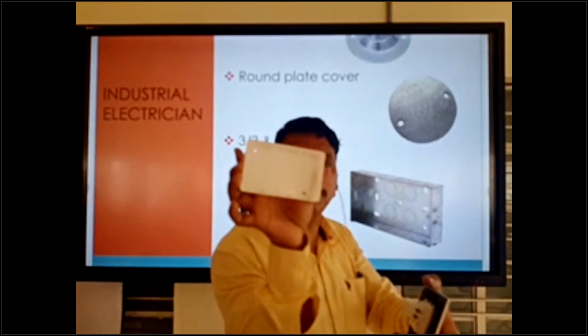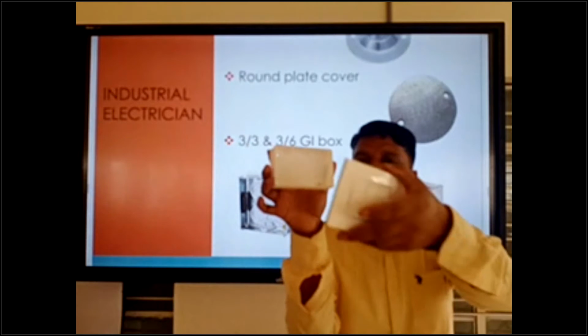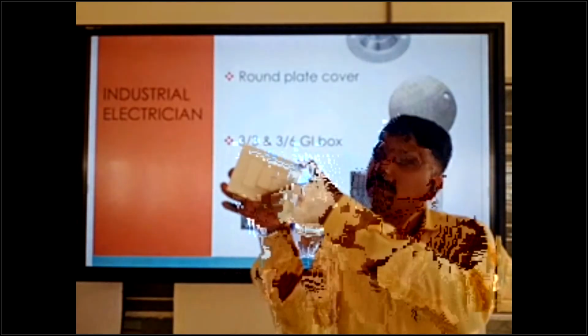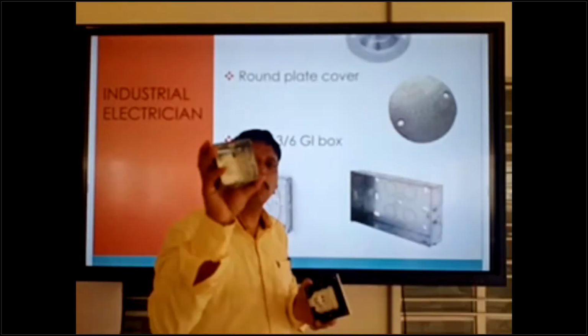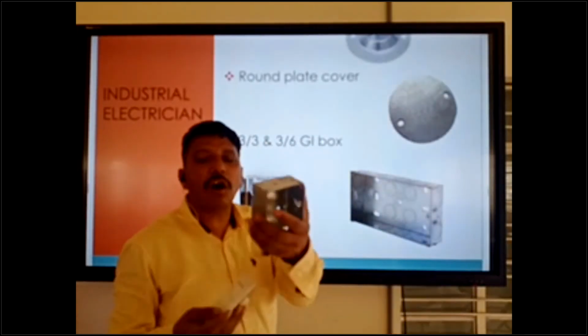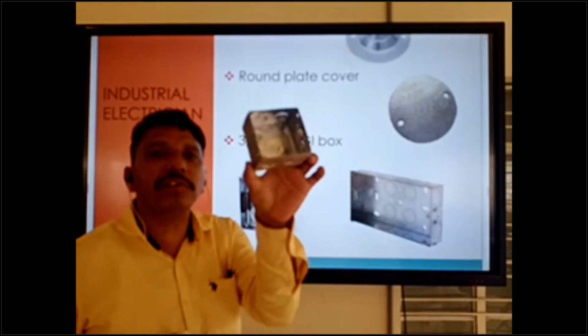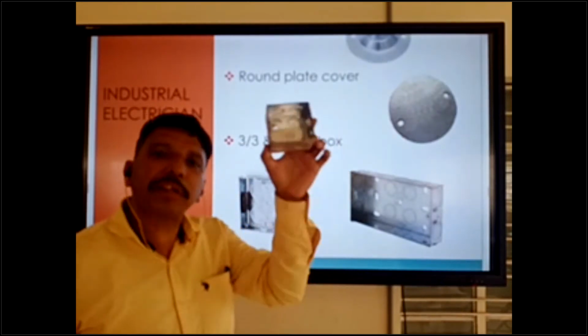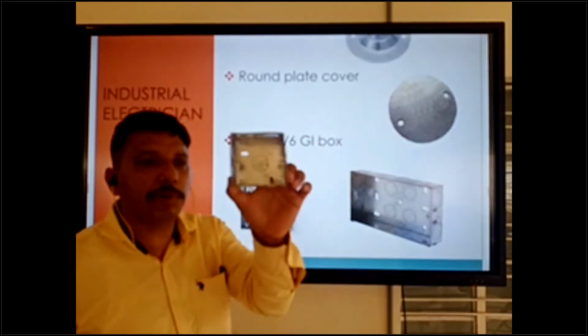So this is the PVC type. We can use golf GI. This is concealed. We can use these types of boxes concealed, and metal clad box is open. I will show this picture also.